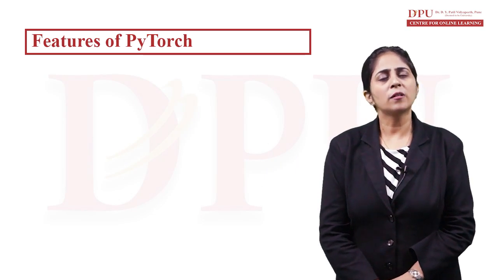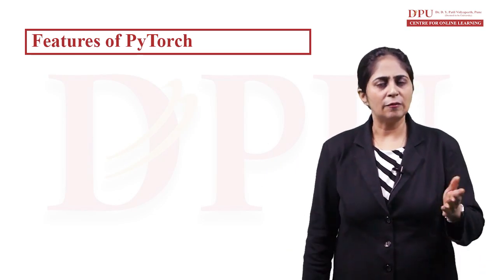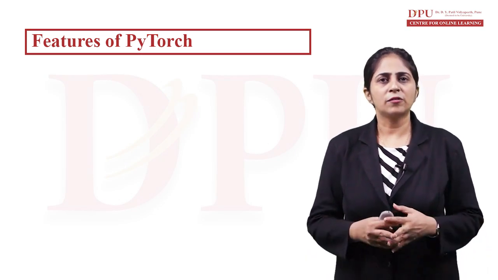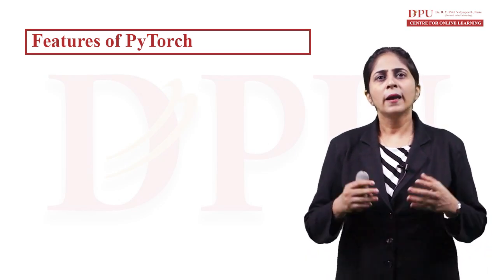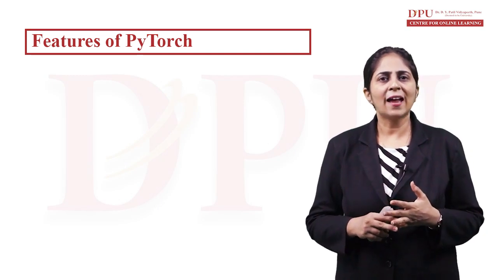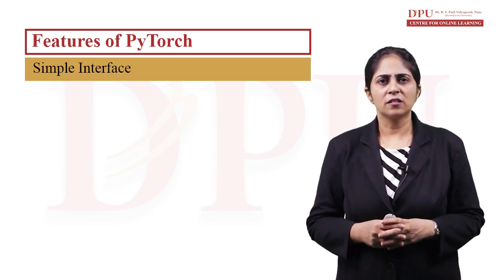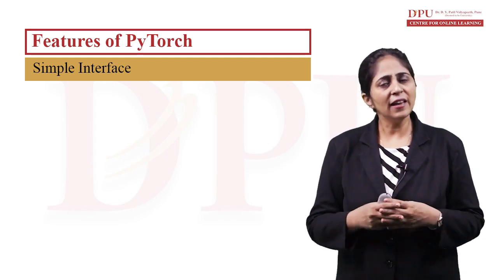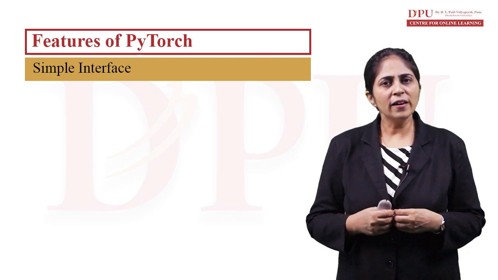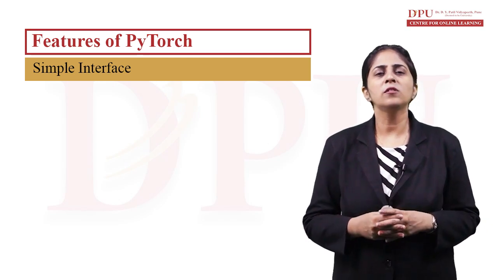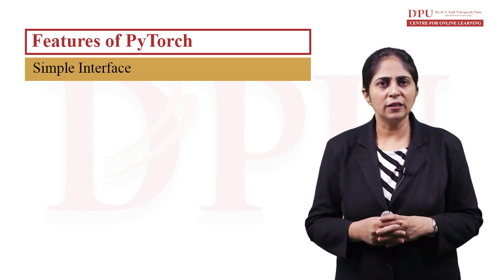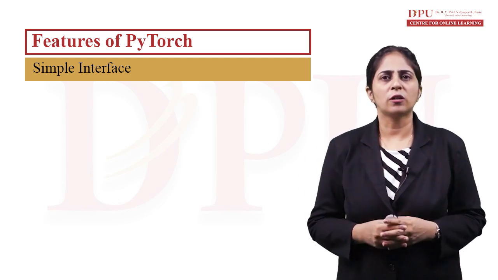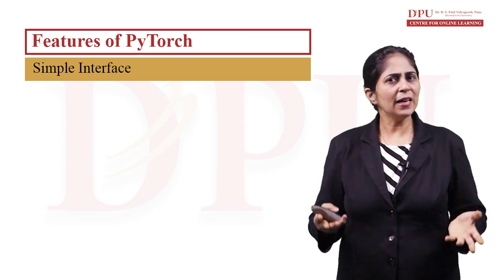Now, talking about some of the features of PyTorch, like we discussed the features of TensorFlow, here also we have some features. The first important feature that we have is a simple interface. PyTorch has a very simple interface like Python. It provides an easy-to-use application programming interface. This framework is very easy to run and operate, like Python.